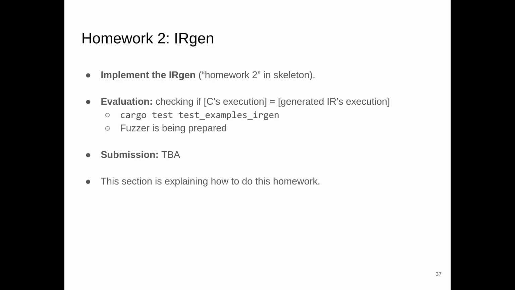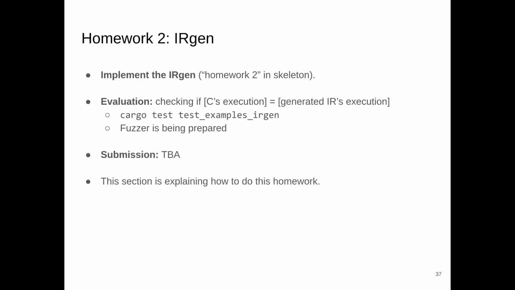In this lecture, we are going to study how to generate IR from the CAST. In other words, we are going to study how to implement the IRgen pass inside the compiler. So this is about homework 2, which is to implement the IRgen, which is annotated as homework 2 in the skeleton code.